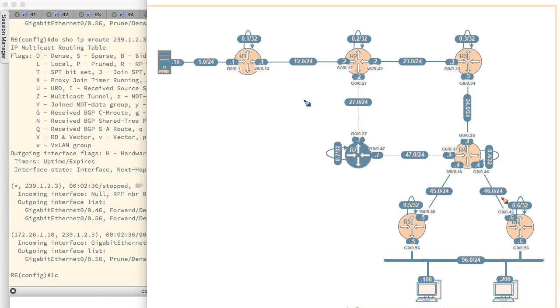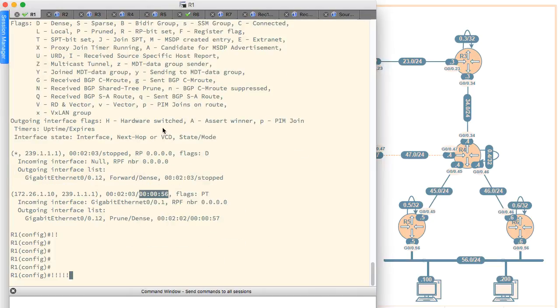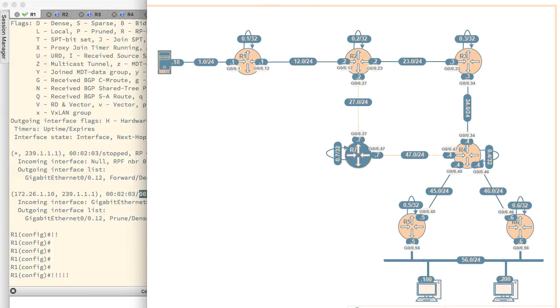So now let's go ahead and quickly configure this. It's a single command on the interface that is facing your source. So this particular interface here, this is where that command would go.